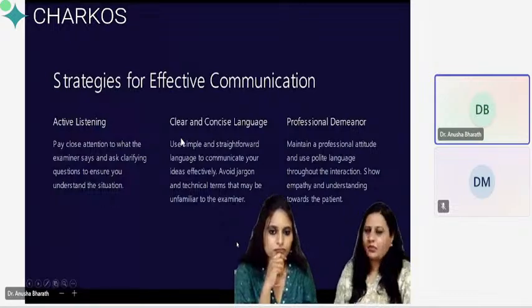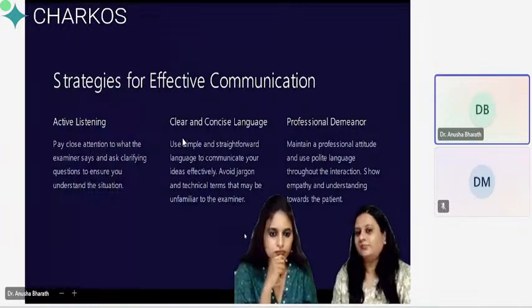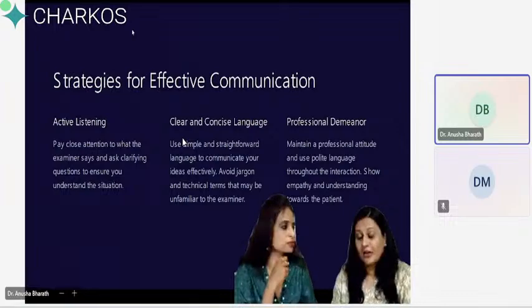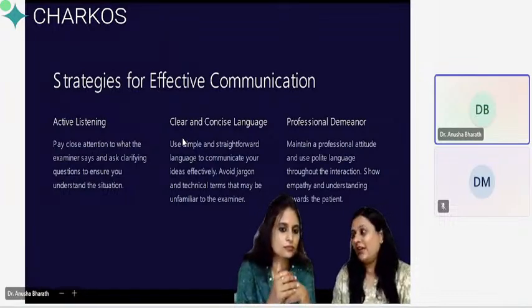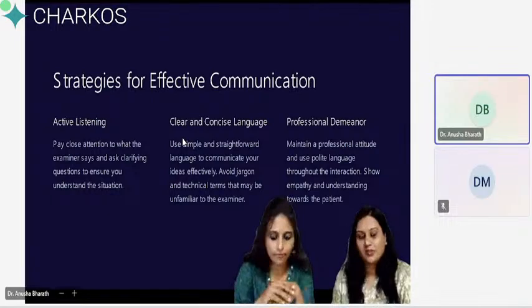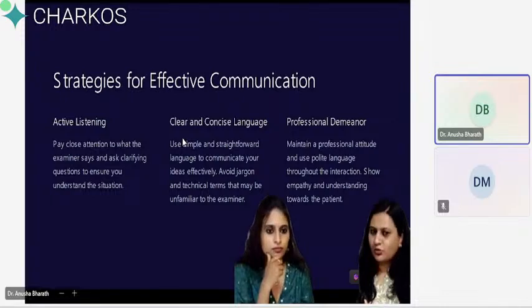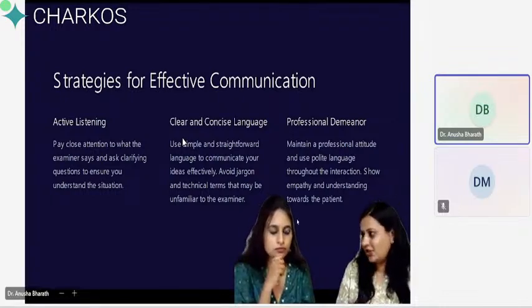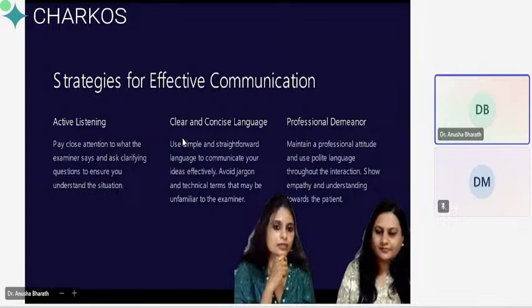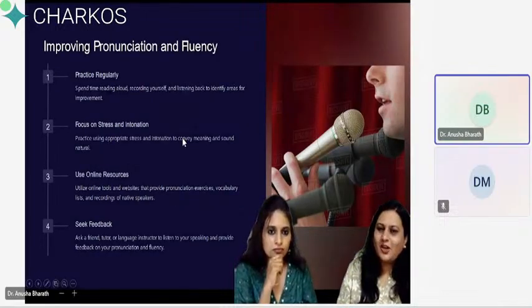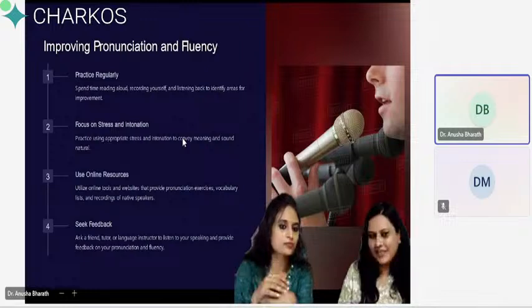And we have also spoken about these criteria where it is very important to use clear and concise language. We have also spoken about active listening. Being a good listener is very, very important. And we have also spoken about the attitude, professional attitude, and tone to be managed all through your conversation. So here are a few tips that we would like to give you to improve yourself in speaking.